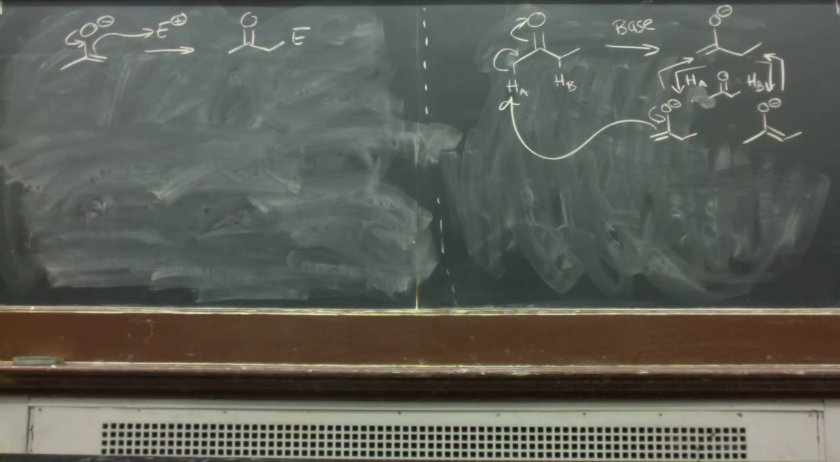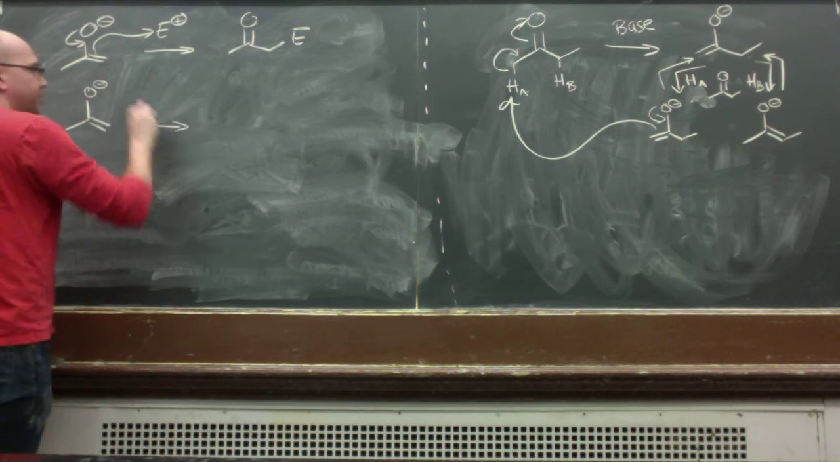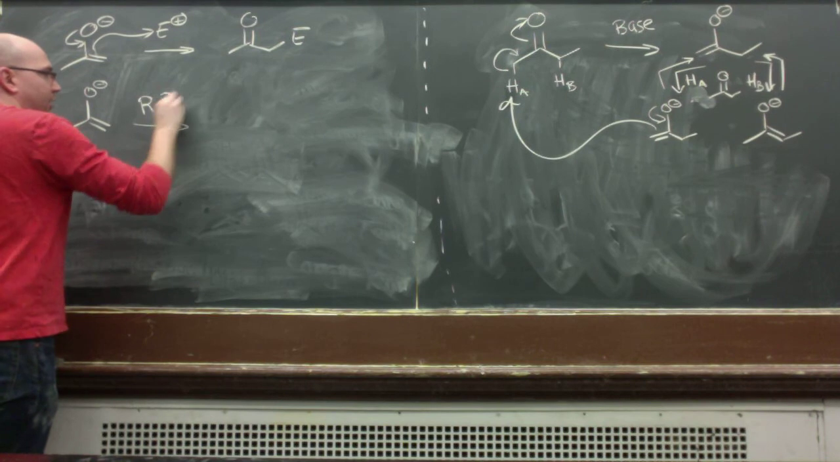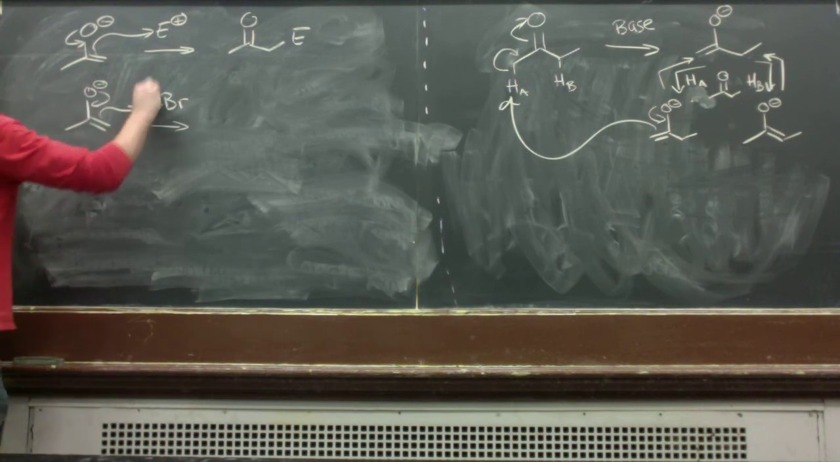at that carbon. So what are some of the electrophiles that we have? One of the very first types of electrophiles that we learned about were alkyl halides. So as you might imagine, if you generate an enolate and you treat it with, say, for example, an alkyl bromide, you would undergo C alkylation.